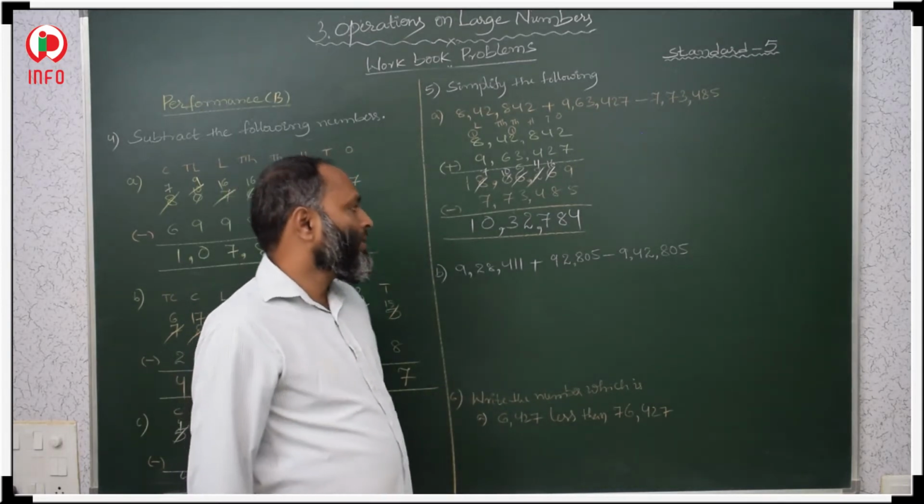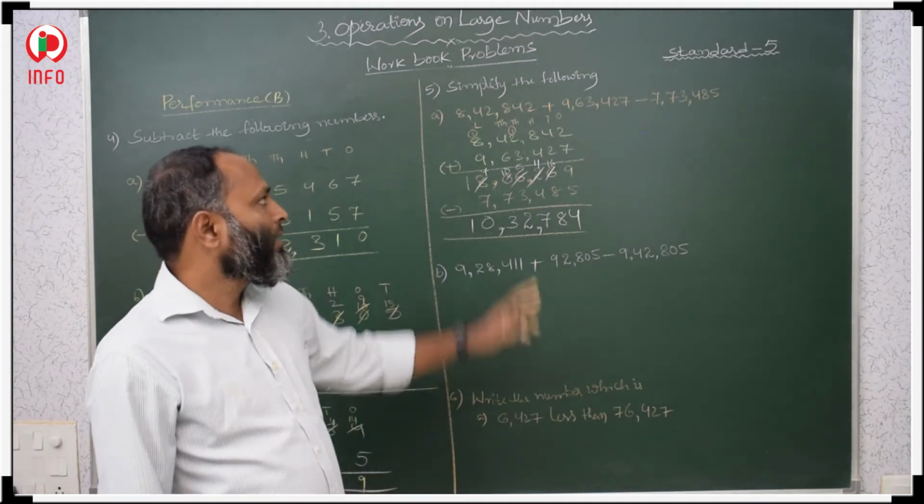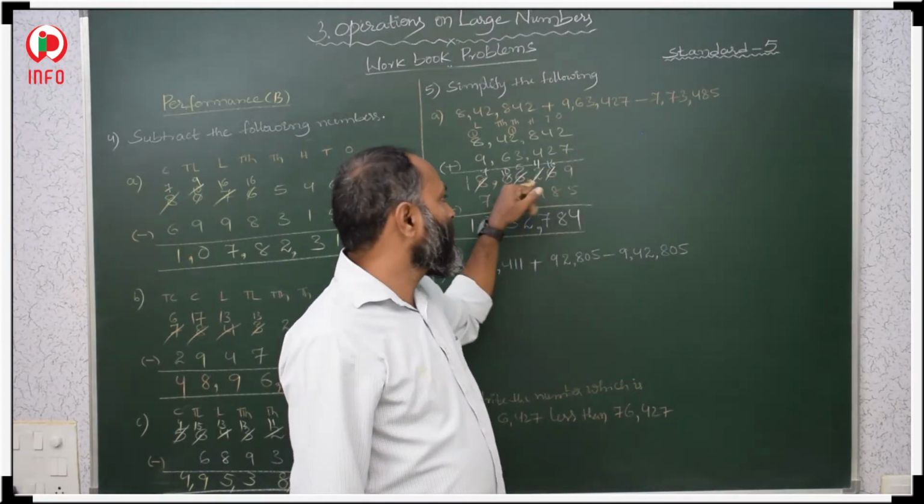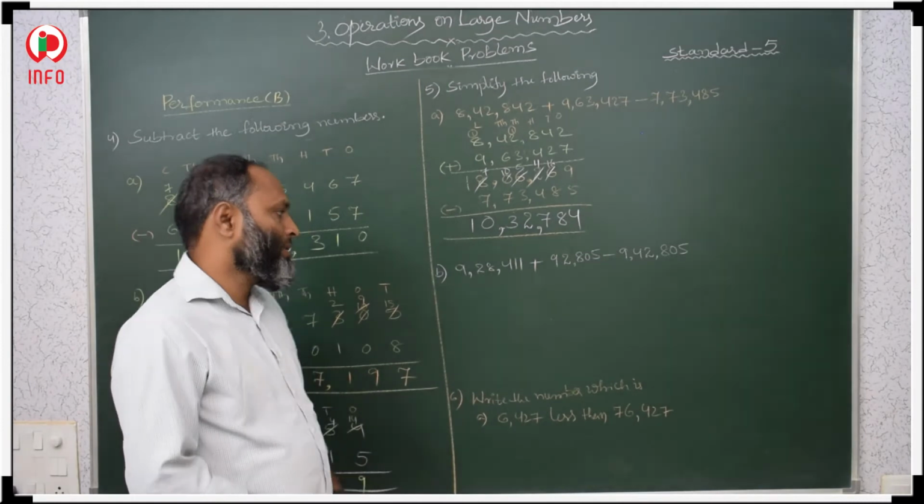10 lakhs 32,784, this is our answer. So in this question, first we have to add the starting two numerals, and from that sum we have to subtract the third one. The next question is also the same.